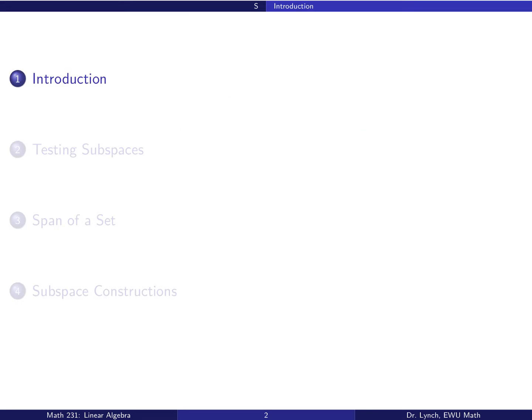Today's video is on subspaces. After an introduction where we make a definition of what makes a subset a subspace, we'll talk about how to test whether a subset is a subspace. We'll see that the span of a set is always a subspace, and then we'll see some other ways to construct subspaces.